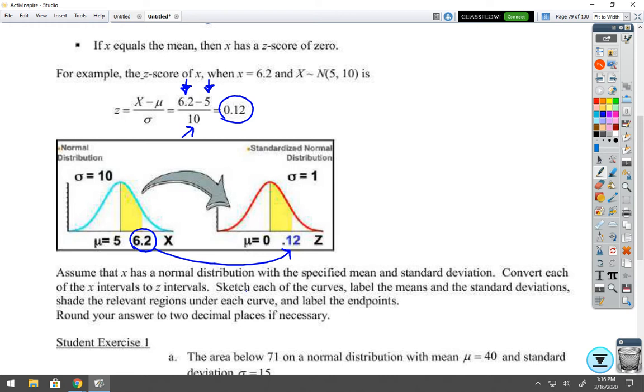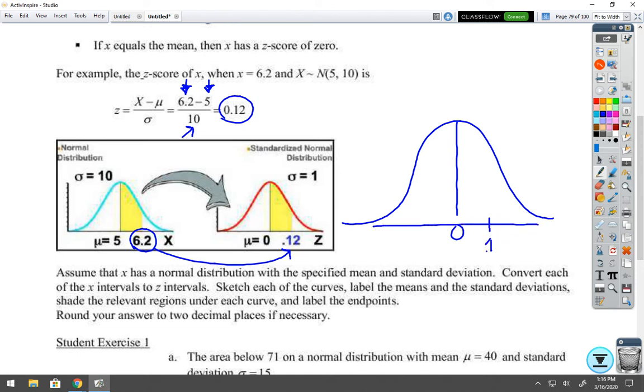Remember that on a standard normal, the center is mu, 0, 1 standard deviation, 2 standard deviations always, -1 standard deviation, -2 standard deviations always. So I know where 1.2 falls on that 0 curve. We're going to go down to the student exercises, and we're going to produce a couple of these. And all this time, we're going to use the formula z is equal to x minus mu divided by the standard deviation.